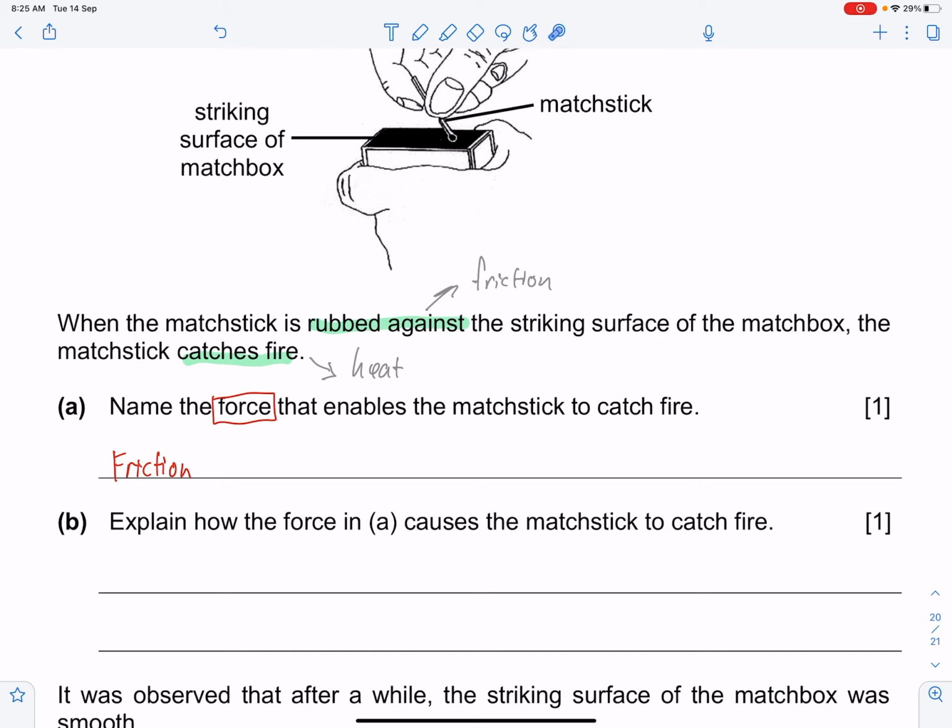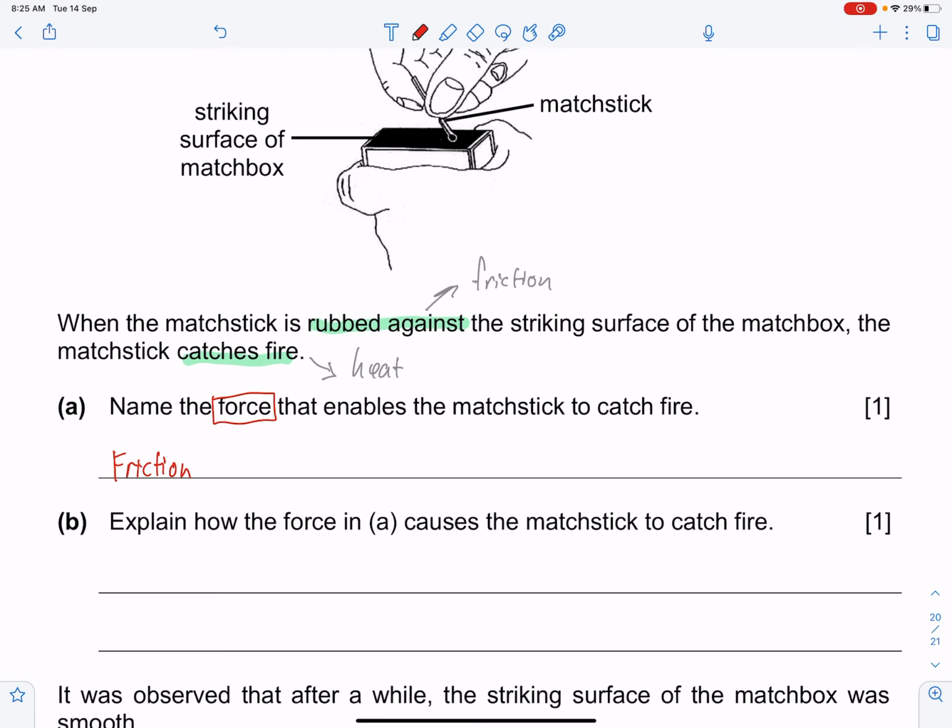Then they ask you, explain how the force in A causes the matchstick to catch fire. So already you annotated, for fire to happen there must be heat. Then you think about it, I know, because when friction happens between two surfaces, heat is being produced. It's as simple as that. But once again, many of you did not bother to put the between. Friction is a contact force. I have stressed this umpteen times. But yet, many students simply cannot write that down. So you need to put that down.